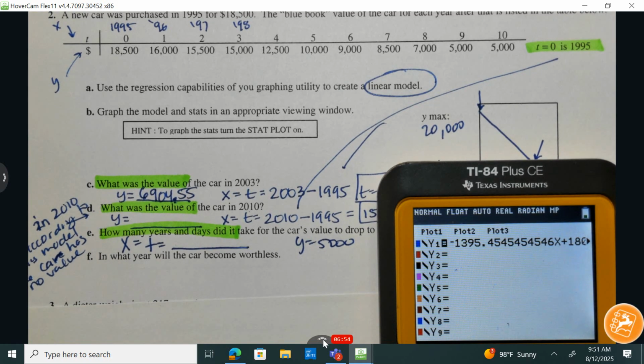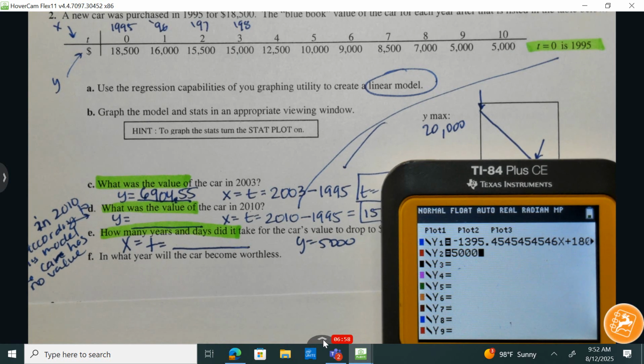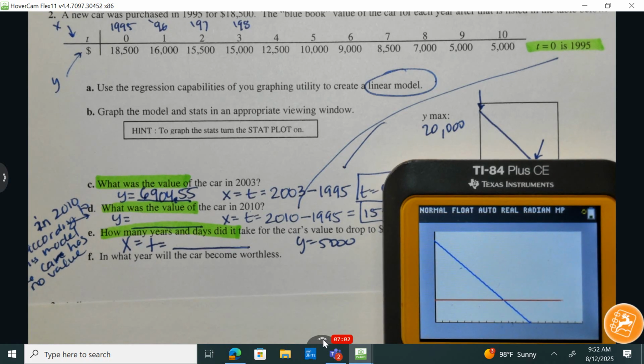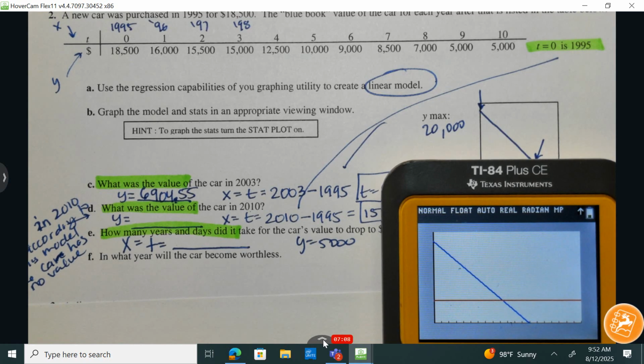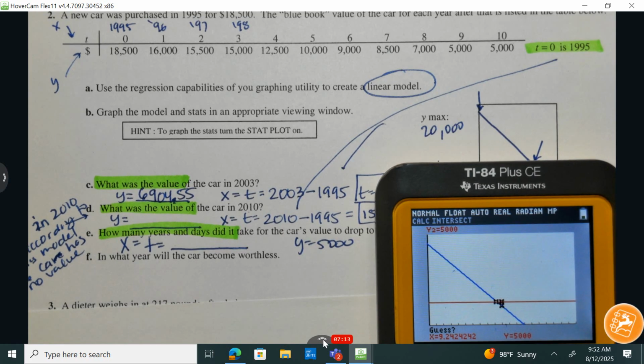We're not going to eliminate the first equation. We're going to type in 5,000. And let's see, are we able to see where the two cross? We can. So how do we find that intersection? Second, calculate intersect. Enter, enter, enter.